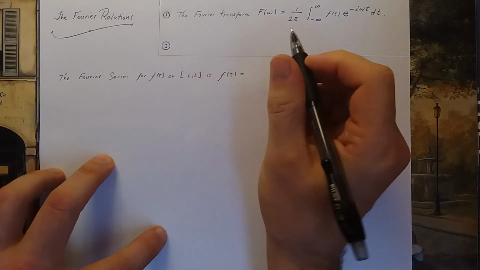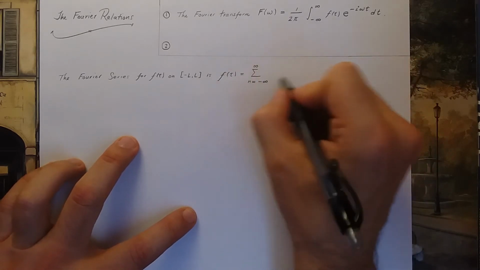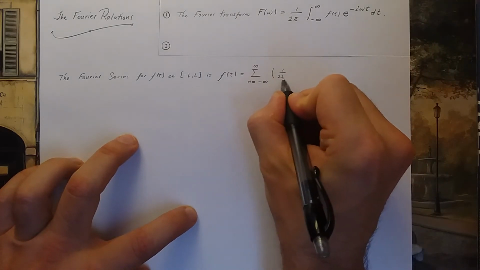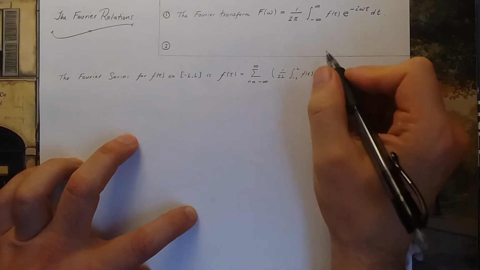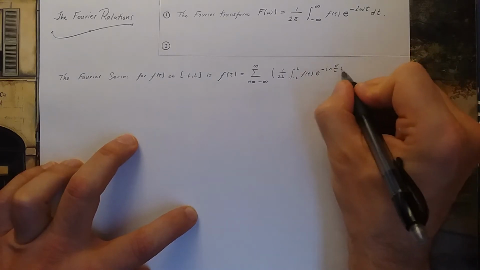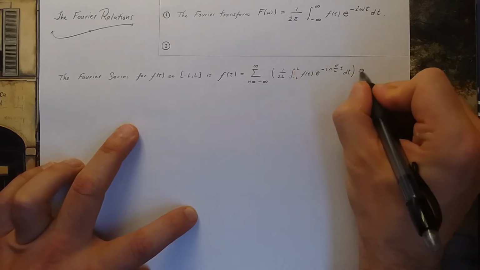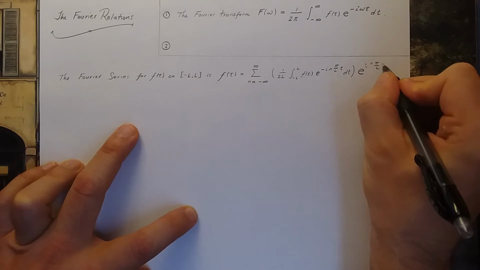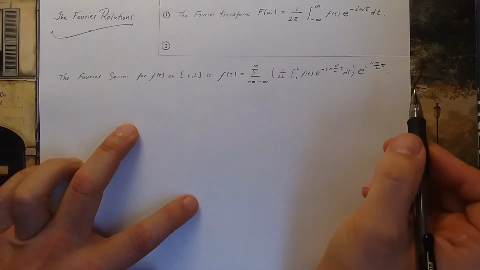f of t is equal to the sum from negative infinity to infinity of some constant times an exponential function. And that constant is 1 over 2L, the integral from negative L to L of my function f of t times e to the negative i n pi over L t dt. And that is a constant after you integrate the t that you multiply by e to the i n pi over L t. This is an equality in the interval from negative L to L.